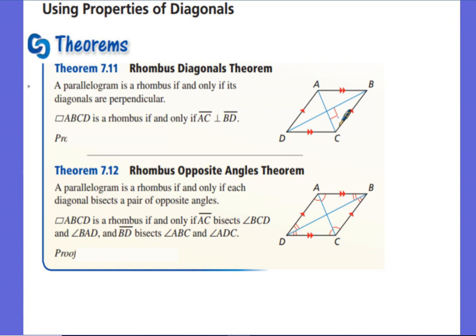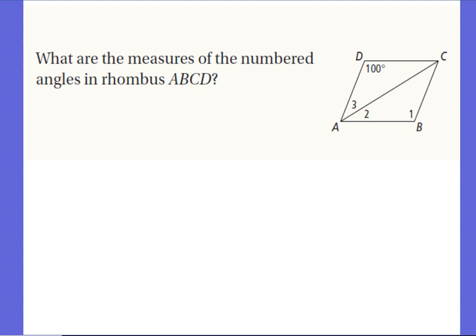And then we also know that for rhombi, the opposite angles theorem tells us that the diagonals in fact bisect the opposite angles. So if we're trying to find, for instance, the measure of one of these angles, maybe angle AD and whatever this point is right here, we could use this concept to realize that the diagonals will split the opposite angles in half. So let's take a look at an example of where we can use some of these characteristics.